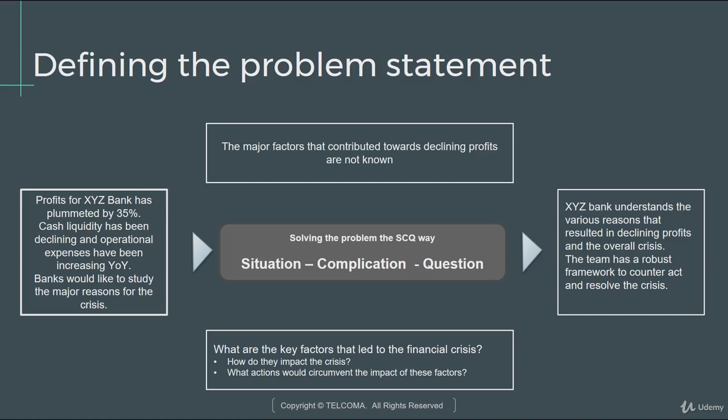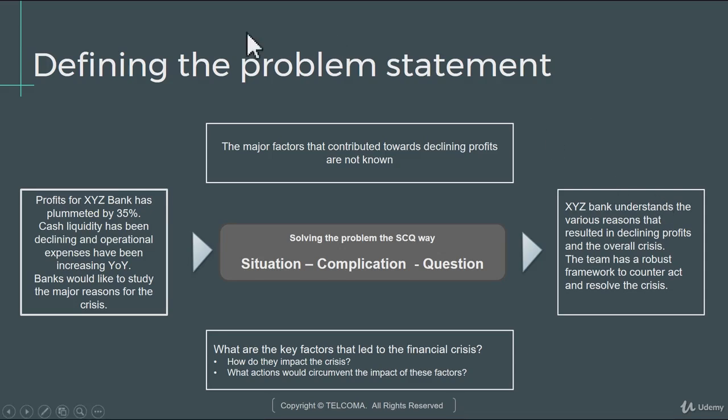What is required? What is the desired future state over here? So this is a crisis. How will the desired future state look like? Now, the desired future state will be the one without the complication. It would be XYZ Bank understands the various reasons that resulted in declining profits and the overall crisis. So that's the first part of the solution. The second part would be the team has a robust framework to counteract and resolve the crisis. So the first one would be you understand the problem, the reasons for the problem, the reasons for what actually helped in evolving the problem, and then you actually have a means to counterattack and solve the crisis. So that's the desired future state.